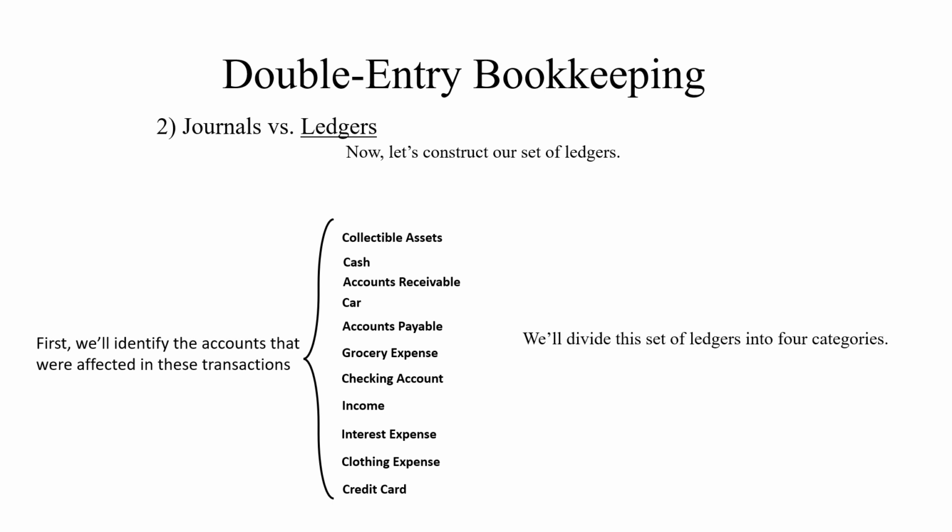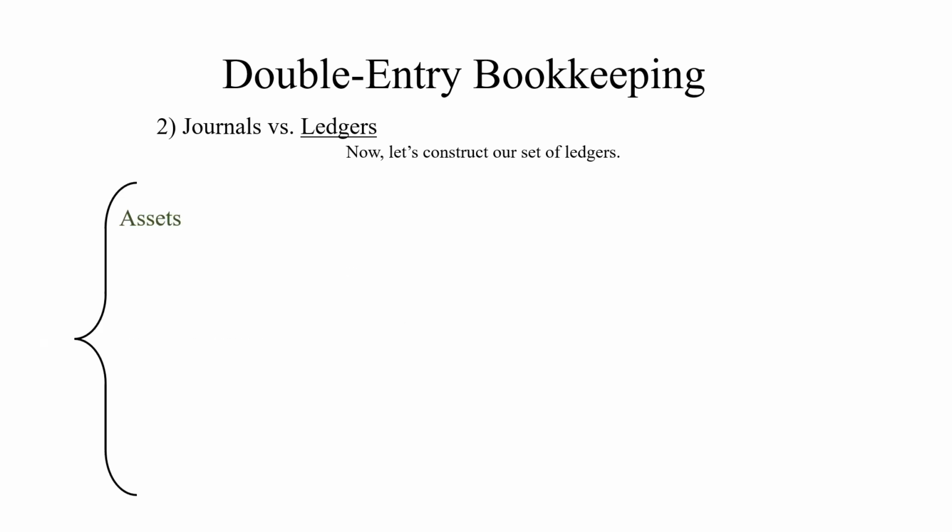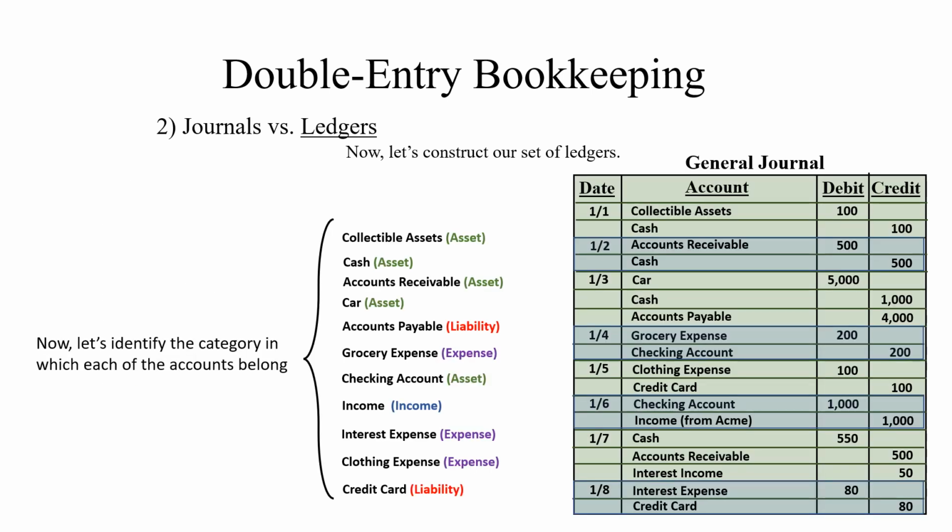We'll divide this set of ledgers into four categories: assets, liabilities, income, and expenses. Now let's identify the category in which each of these accounts belong. Take a few moments to make sure you understand how each of these accounts was categorized before moving on. Pause the video if you need to.